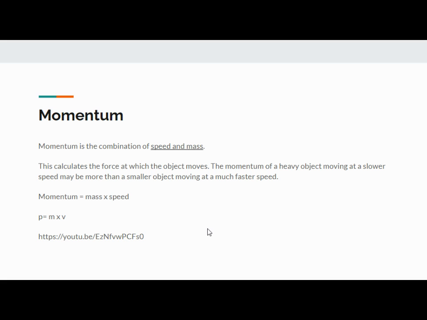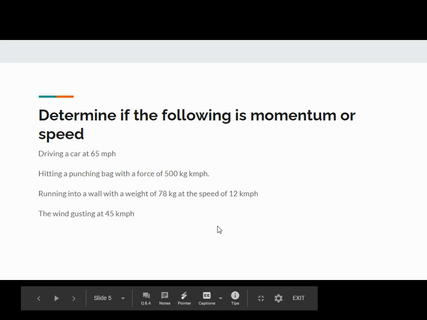So this calculates the force at which an object moves. A heavier object moving at a slower speed may have more momentum than a smaller object moving at a fast speed. So momentum is just speed times mass. Momentum is measured as P equals M times V. So in your triangle, P would be on top and M and V would be on the bottom. That's how we would work with this with the triangle.